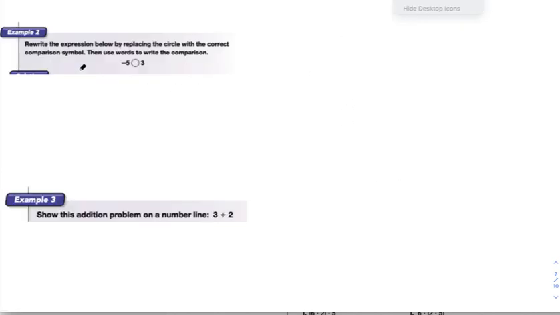In example 2, we want to rewrite the expression below by replacing the circle with the correct comparison symbol. Let's remind ourselves of what our comparison symbols are. This symbol is greater than. It says whatever's on this side is greater than whatever's on this side. This symbol is less than.